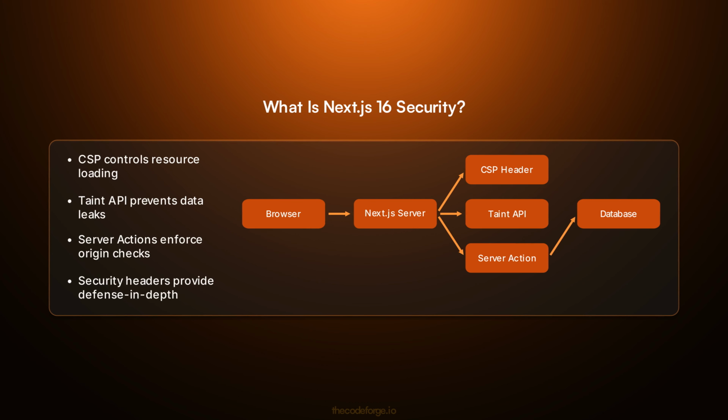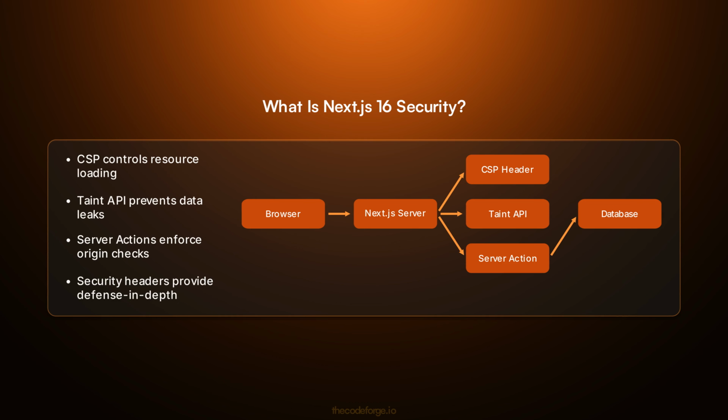CSP controls what scripts and resources the browser can load. The Taint API prevents accidental data exposure to client components. Server actions enforce origin-based access control, and React's built-in sanitization handles most XSS vectors in JSX. But these layers only work if they're configured correctly.